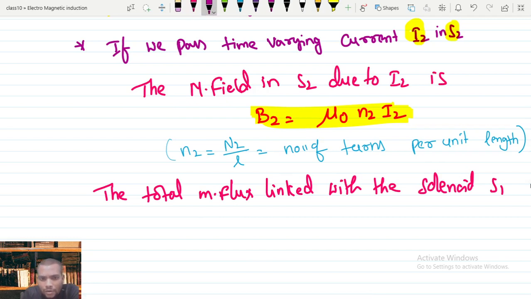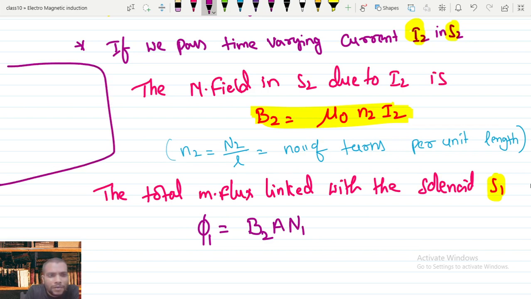So if we write the total magnetic flux phi 1 due to solenoid S1, we can use the flux formula, B dot A, the magnetic field and the area of the coil, and here the coil has N1 number of turns. Therefore here the magnetic field is B2. Remember the flux formula, flux phi equals B dot A.